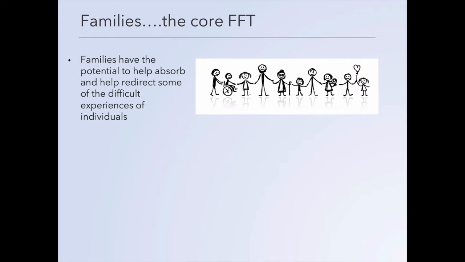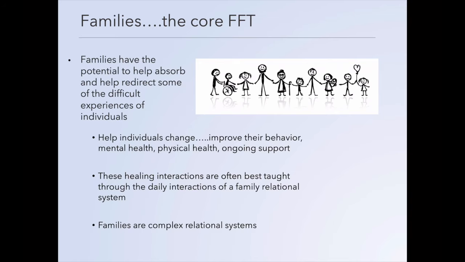If you have a problematic youth or a problematic caretaker, families can absorb some of that behavior, and they have the ability to remain stable during that. They also mean that families can help redirect some of the difficult experiences of individuals. Family systems can help people change. Individuals change their behavior best when the relational system around them helps support that. It can help improve their behavior, their mental health, their physical health through ongoing support.